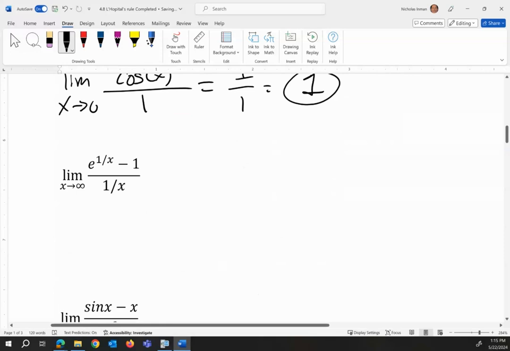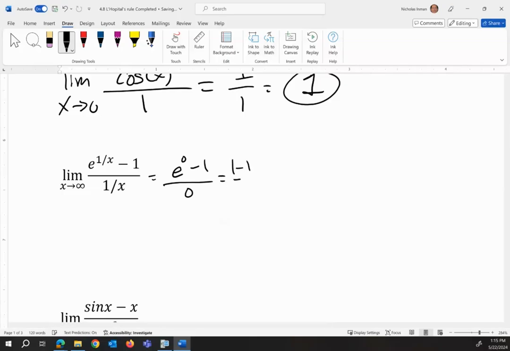All right, limit as x approaches infinity. We can still do those. e to the 1 over x minus 1, over 1 over x. Well, that would be e to the 0, since 1 over x at infinity is 0. Right now I'm not at 0 over 0, but e to the 0 is 1, minus 1. Okay, now I've got my 0 over 0. So if you get 0 over 0 by trying to evaluate a limit, you can apply L'Hopital's rule. It doesn't matter that this one's the limit as x approaches infinity. It still works.